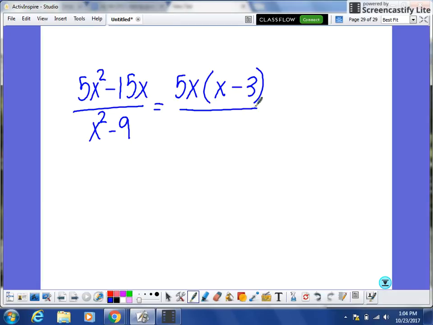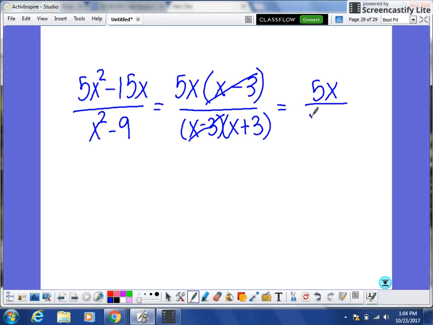You've got a binomial, and you should recognize a perfect square and a minus sign, so we have a difference of 2 squares, which means my factors would just be x minus 3, x plus 3. So on top and bottom, I have an x minus 3. I can cancel those. Left with 5x on top and an x plus 3 on bottom.